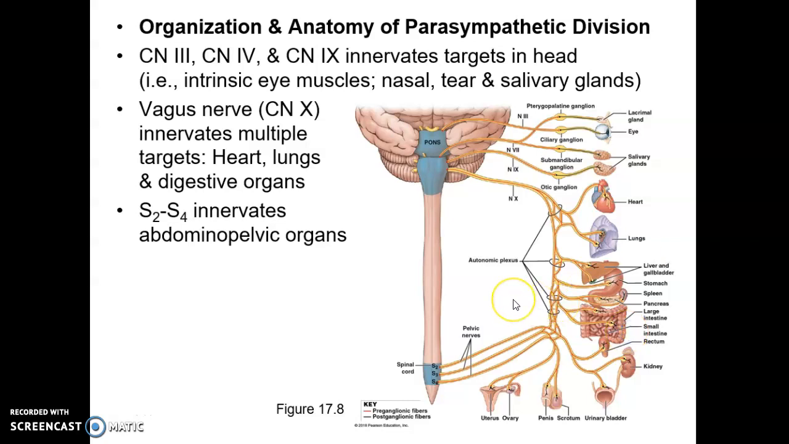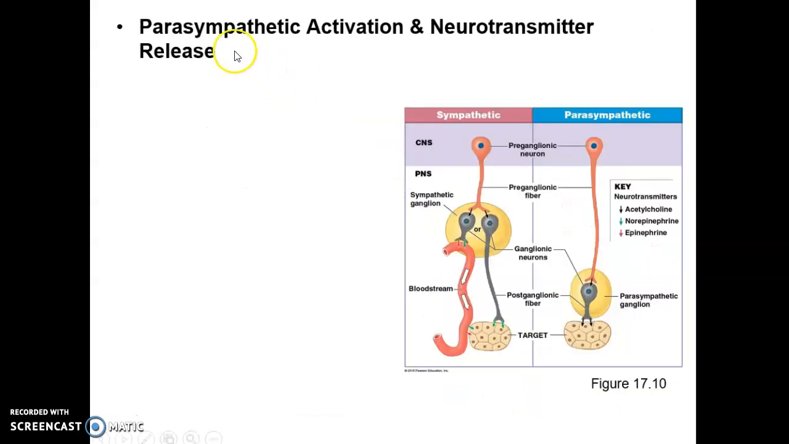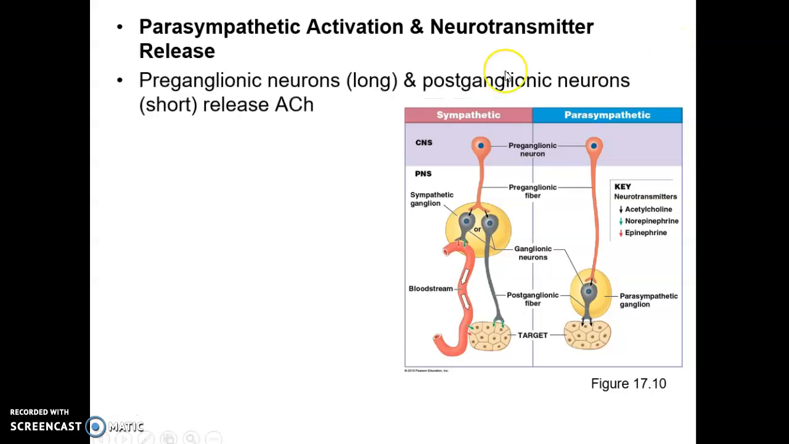In that last segment, I was talking about the postganglionic neurons in the parasympathetic division and how they're relatively short, which is the opposite of the sympathetic division where they are relatively longer. So, parasympathetic activation and their neurotransmitters.